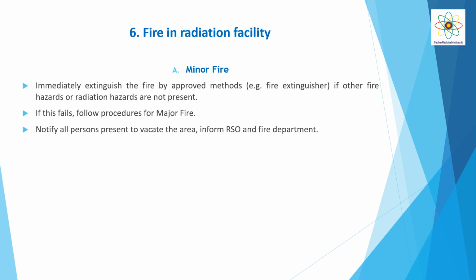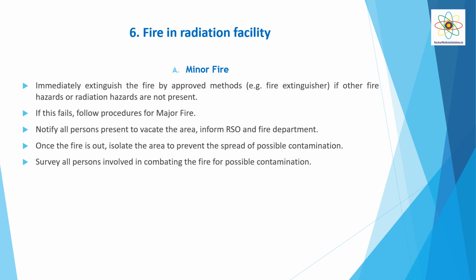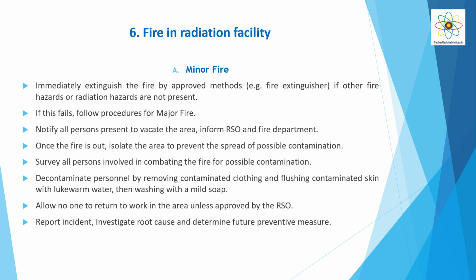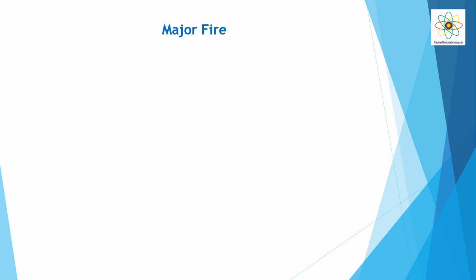Notify all persons present to vacate the area, inform the RSO and the fire department. Once the RSO reaches, he sees all the possibilities of fire extinguishing, isolates the area to prevent the spread of possible contamination, and surveys all persons involved in combating the fire for possible contamination. If someone is found contaminated, decontaminate that person by removing contaminated clothing and flushing contaminated skin with lukewarm water and then washing with a mild soap. Allow no one to return to work unless the area is approved by the RSO. Report the incident, investigate root cause and determine future preventive measures.